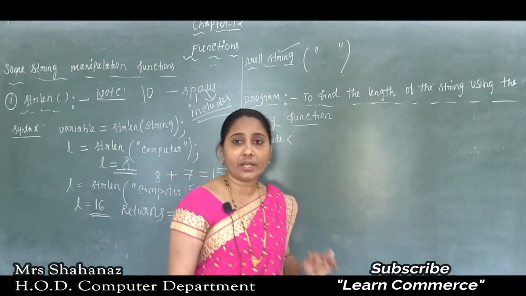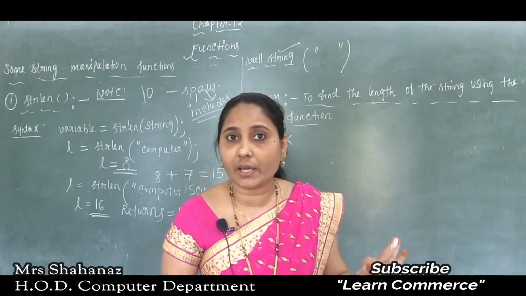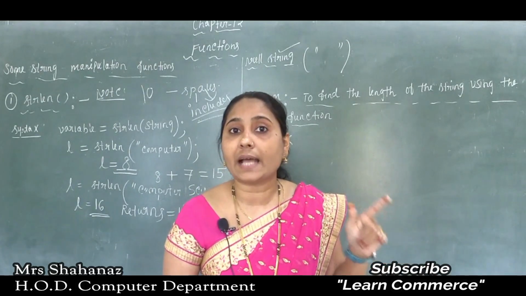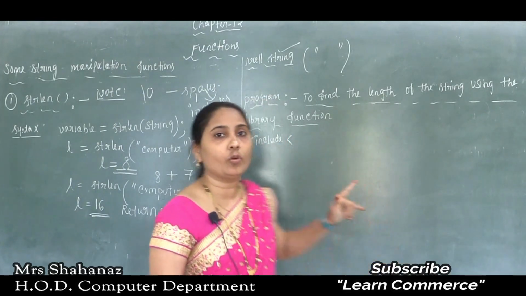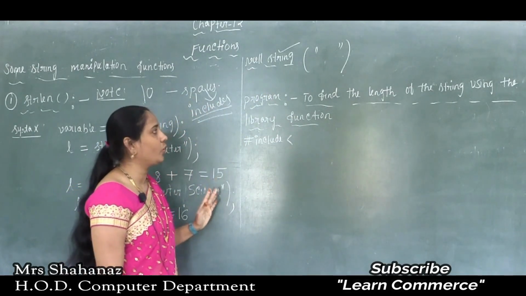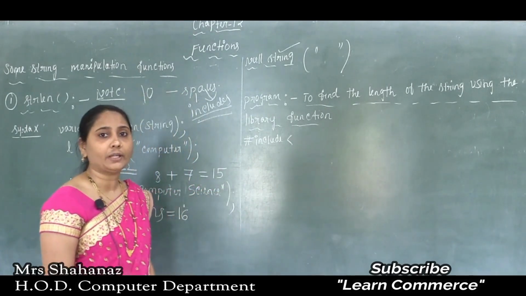So the string whose length is equal to 0 is called the null string here, and later we can say that it is called the empty string. It is an empty string that contains only a null character. Okay, so this is about our null string. Now, after completing the null string, we are going to write one program.